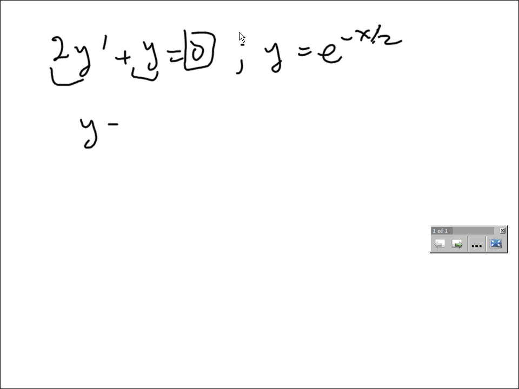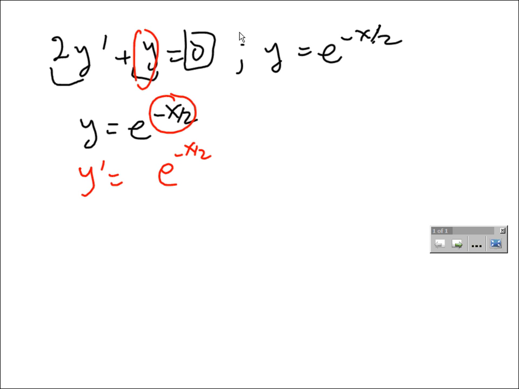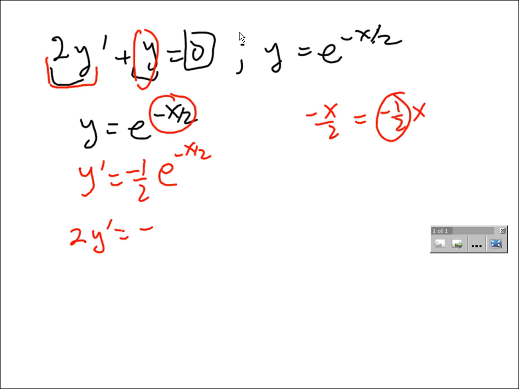So the first thing I would do is find y prime. Because I have y, I have to find y prime and then double it. The derivative of e to any power is e to that power times the derivative of that power. That power is negative a half times x. The derivative is negative a half. If I double it, like it tells me to, I'll get negative 1 e to the negative x over 2.